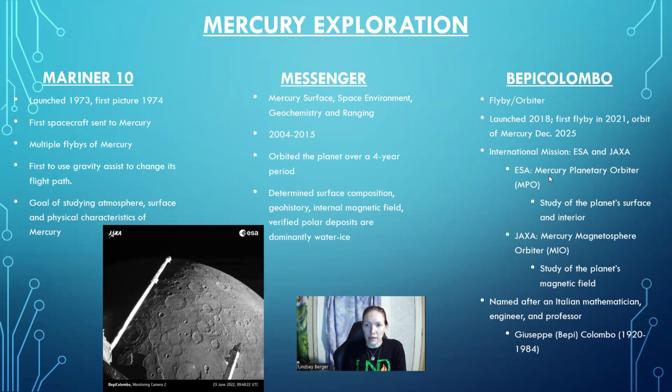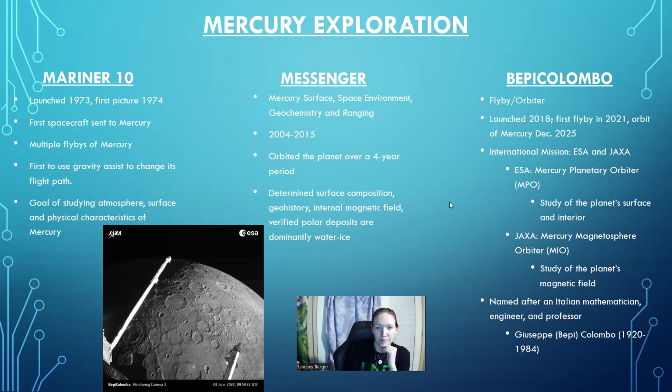So ESA specifically designed the Mercury Planetary Orbiter, or the MPO, to study the planet's surface and its interior, whereas the Japanese designed the Mercury Magnetosphere Orbiter to study the magnetic field. And you're probably going, neither of those things, MPO or MIO, are found in the name BepiColombo. Like Messenger makes sense, right? It's an acronym. Well, what happened here is it was named after an Italian mathematician, engineer, and professor whose name was Giuseppe or Beppe Colombo, who was present from 1920 to 1984.